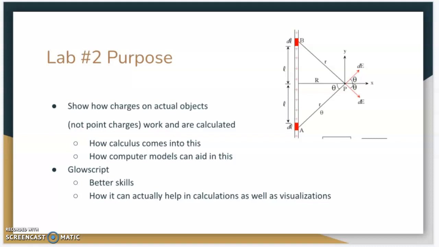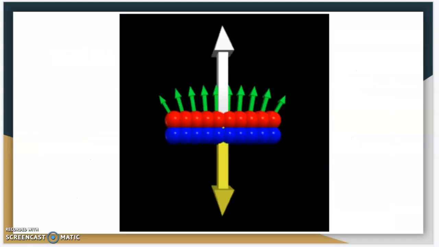GlowScript very much aided in this lab because we were able to improve our GlowScript skills immensely by doing this, and it actually helps in the calculations as well as being able to visualize what is actually happening as you are trying to solve for these electric fields. This is my GlowScript model of what is actually happening, and as you can see, it is broken up into pieces. All those green arrows represent the electric field of just that one little piece of charged tape. And as you can see, the total electric force and the force of gravity are still the exact same size as they cancel out, because the object is still in static equilibrium.